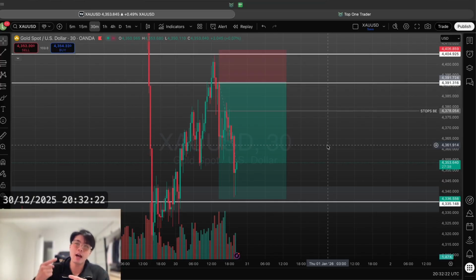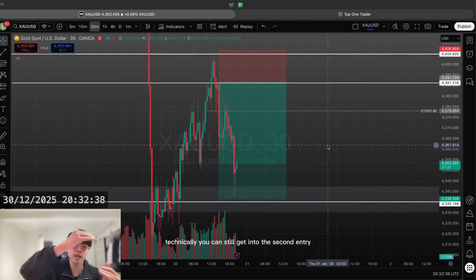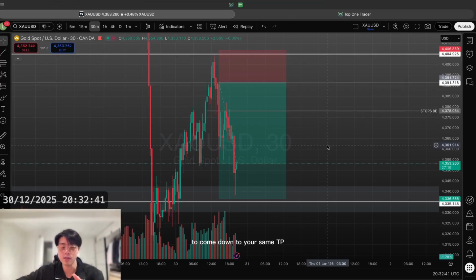Whereas actually now going into 3rd year, I start seeing, right, well, I've built this skill set of range 2 breakouts. And then half a year later, I've now built a re-entry model because I've realized my observations of if I've missed the first entry, technically you can still get into the second entry to come down to your same TP. And actually the re-entry model can cut your stops in half because your risk is lower. Technically, I can go into another deep dive of that again if I need to.